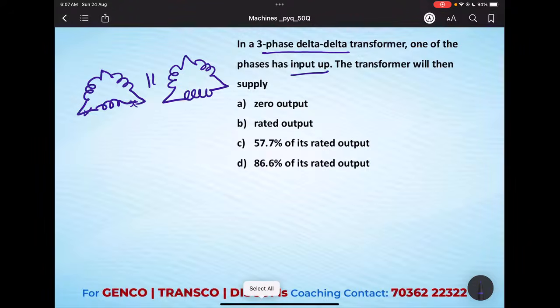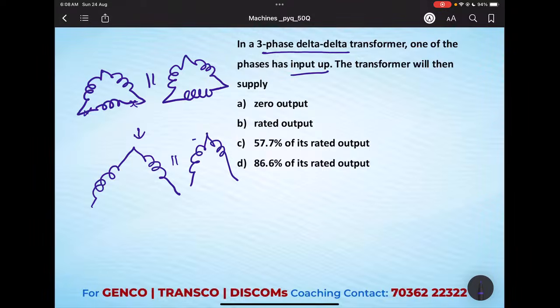Then the delta is going to become an open delta, or what you can say a VV type connection. If one phase is faulty, the delta becomes an open delta or VV type connection. This is a most important question. Many times it is repeated in many competitive exams, even GATE and IAS. So we need to be clear about the concept here. No need to get any confusion.